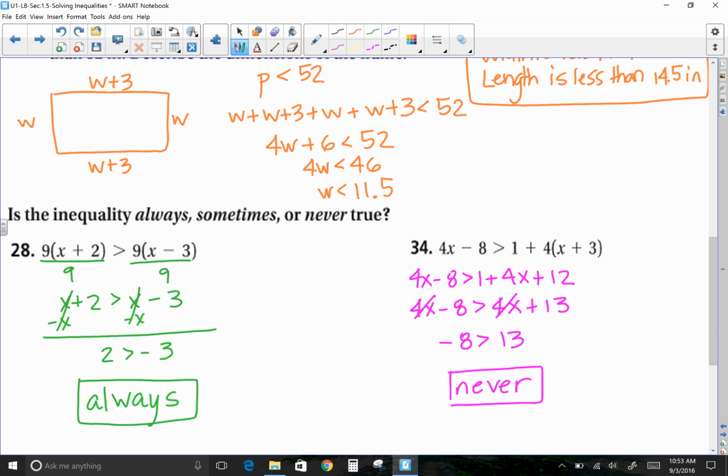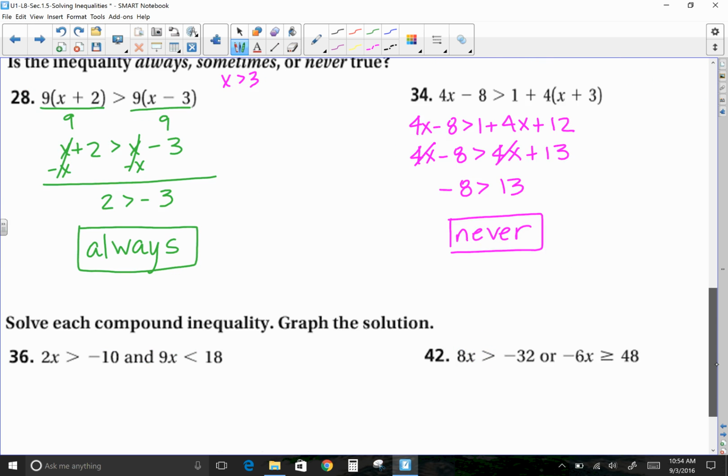Now, the other thing that we talked about, some people asked, when is the answer going to be sometimes? And it took a while for people to realize, but sometimes it's going to be your answer if the variable doesn't fall out on both sides. So if you were left with something like x is greater than 3 when you solved an inequality, well, sometimes that's true. That's true if x is 4, but it's not true if x is 2. So that's an example of when it would be sometimes true.